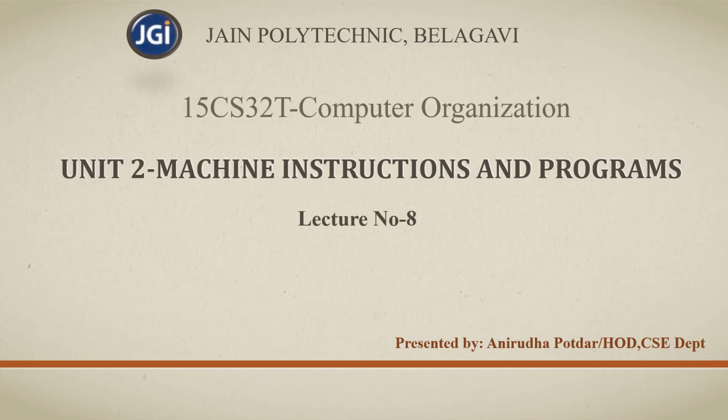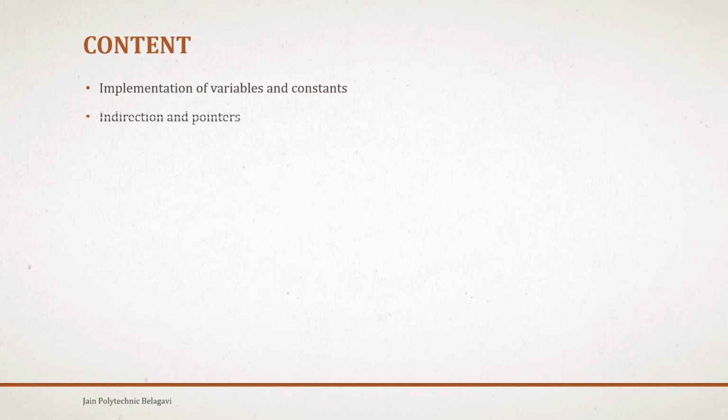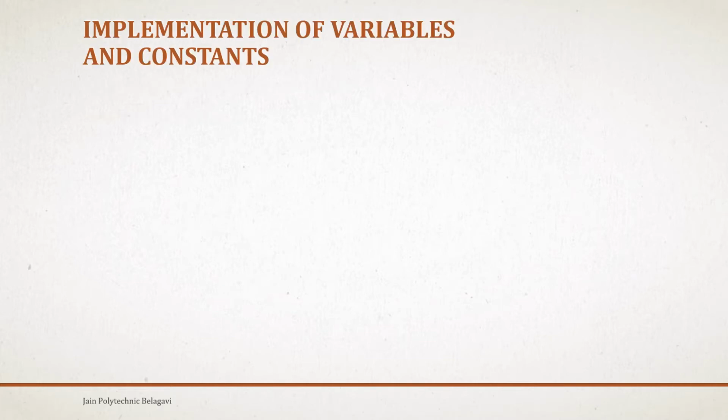So today I am going to discuss unit number 2, Machine Instructions and Programs, lecture number 8. Now let us go to the contents that we are going to discuss in this lecture: implementation of variables and constants in assembly language, indirection and pointer. Now I will go to what is implementation of variables and constants.